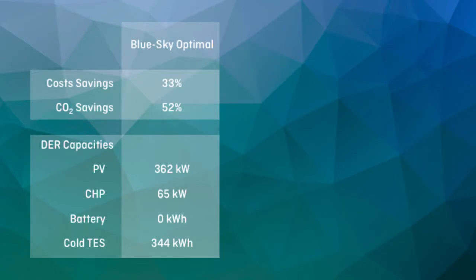In the previous video, we conducted a pure cost optimization with the option to invest in solar PV, conventional battery storage, cold thermal storage, and several CHP units. We also forced investment in a single 65 kilowatt CHP unit. Our optimized model selected 362 kilowatts of new PV capacity, 344 kilowatt hours of cold thermal storage, and selected no battery capacity and no DG units beyond the single unit we forced it to deploy. This design solution produced a total annual energy cost that included amortized costs for new DER investments that was 33% below the reference, and a CO2 savings of 52%.